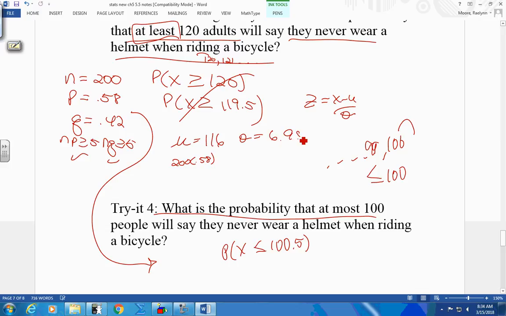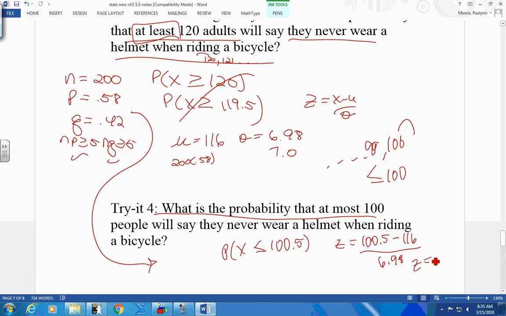116. Anybody got a standard deviation for me? 6.98. So if you were going to put this to one decimal, what would you put this to? 7. 7.0. You can use 6.98, absolutely, that's fine. But if you wanted to round to one decimal, 7. But 6.98 is fine. So now, you've got everything you need. You've got a z-score. X, what is my x? 100.5 minus my mean. And my standard deviation, I'll use 6.98.